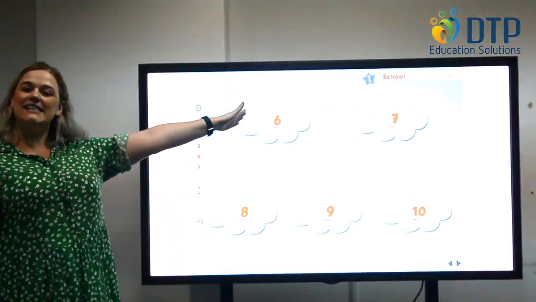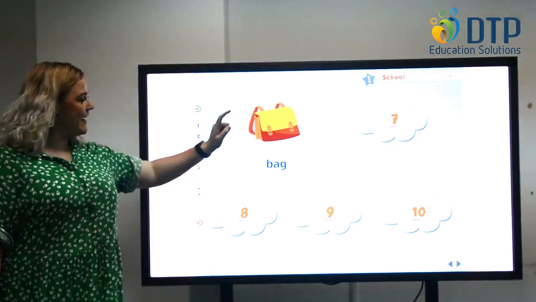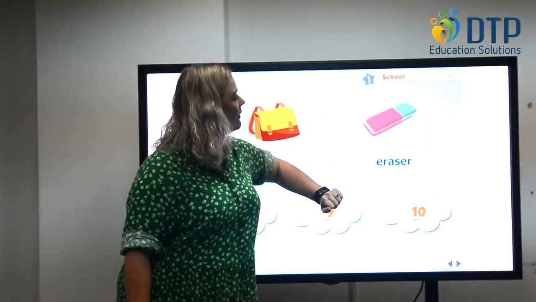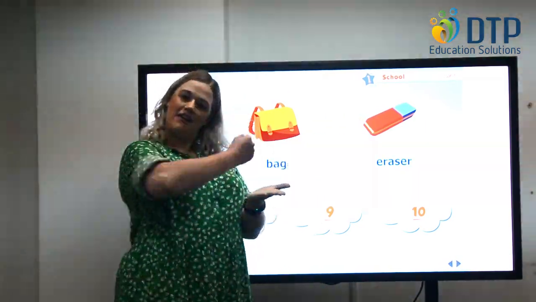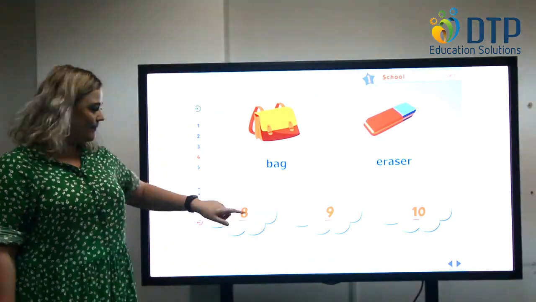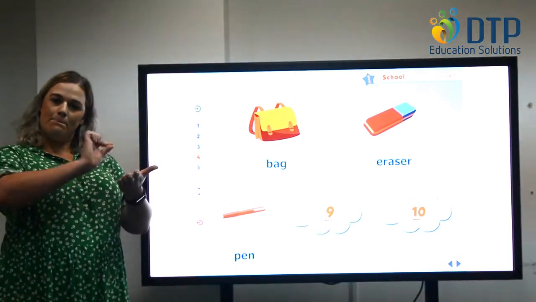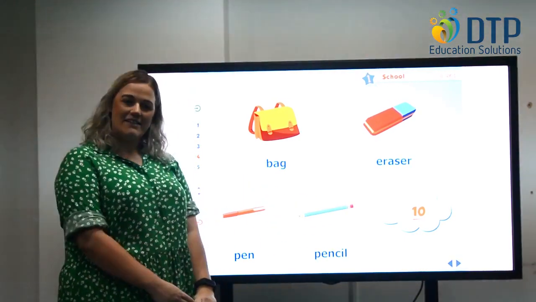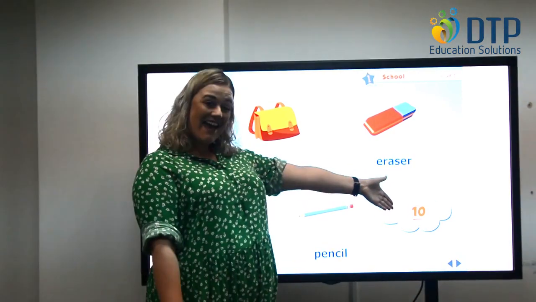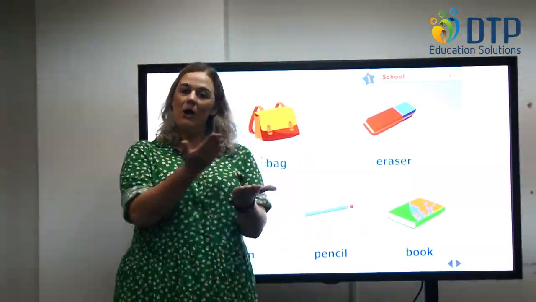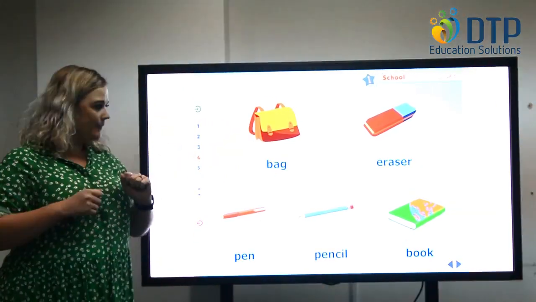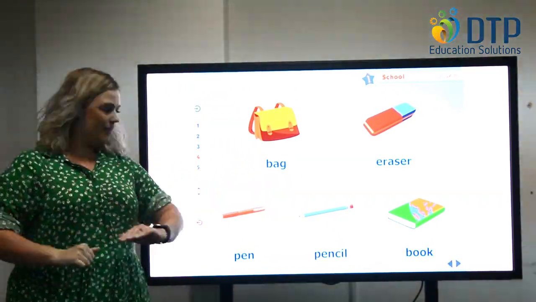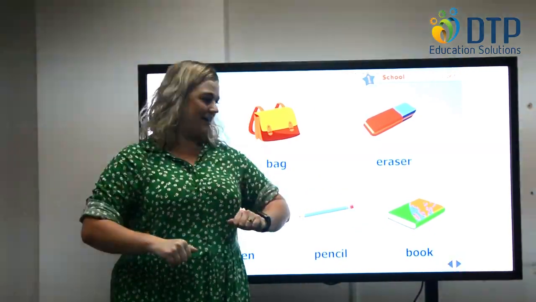So we've got number 6. Number 6 is a bag. Bag. Number 7 is an eraser. Eraser. Number 8 is a pen. Pen. Number 9 is a pencil. Pencil. And then number 10 is a book. Book. So we have a bag, eraser, pen, pencil, and a book. Excellent.